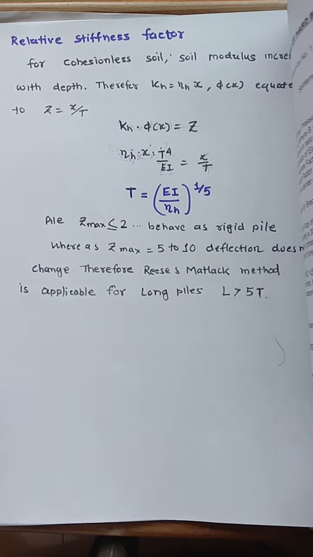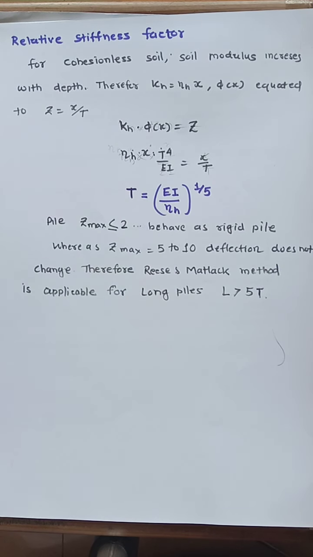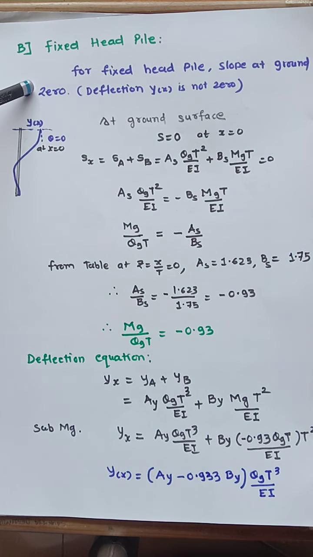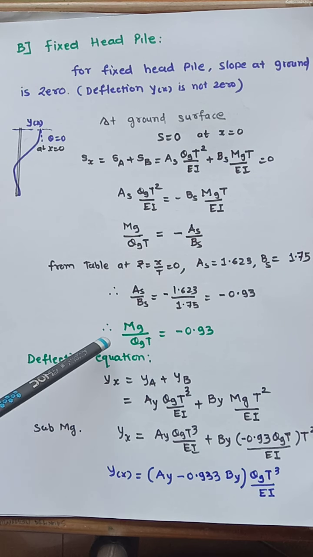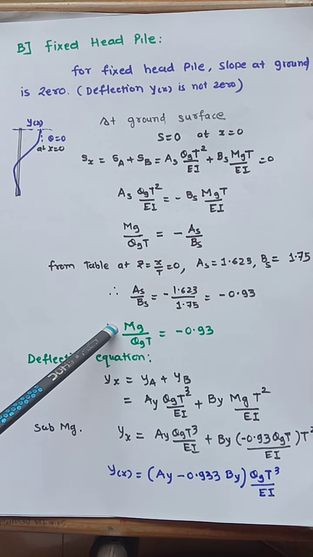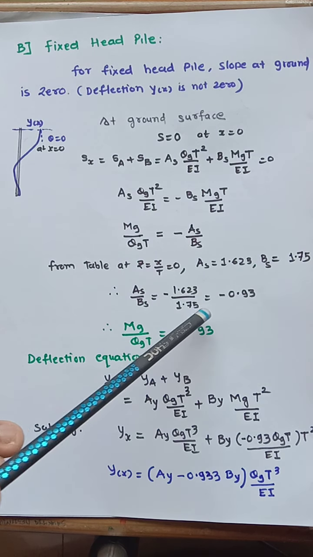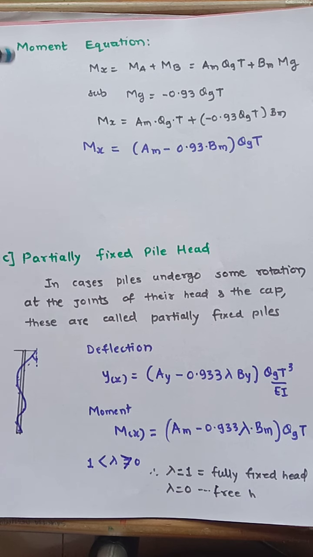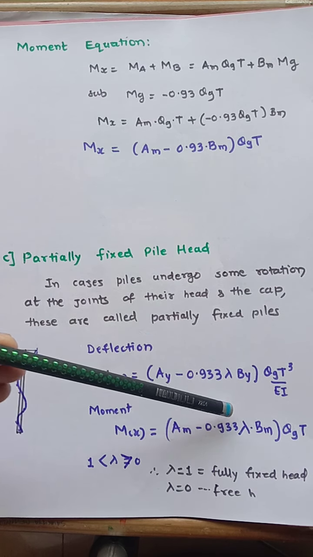Then we talked about the relative stiffness factor, how T is calculated, and then we discussed the fixed head condition. In the fixed head condition, slope is not allowed, so we get a counterclockwise moment to keep the slope 0: Mg is equal to minus 0.93 Qg into T. And we discussed the deflection equation. Then we discussed the moment equation for a fixed head, and similarly for a partially fixed head by introducing a lambda.